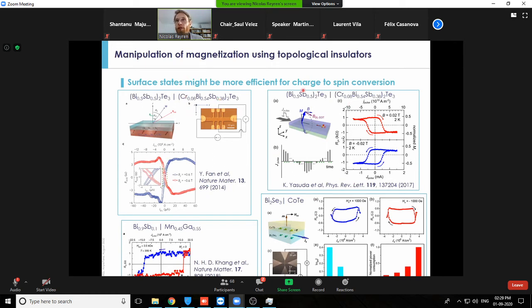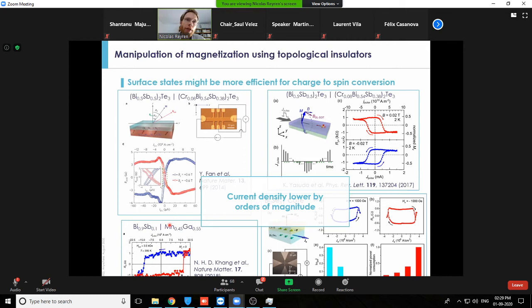There are several examples, including one for bismuth antimonide in 2018, that shows that you can finally switch the ferromagnet with current densities that are typically orders of magnitude lower than what you get in metallic systems. Note, on the other hand, that here the ferromagnets are maybe not conventional hard magnets.